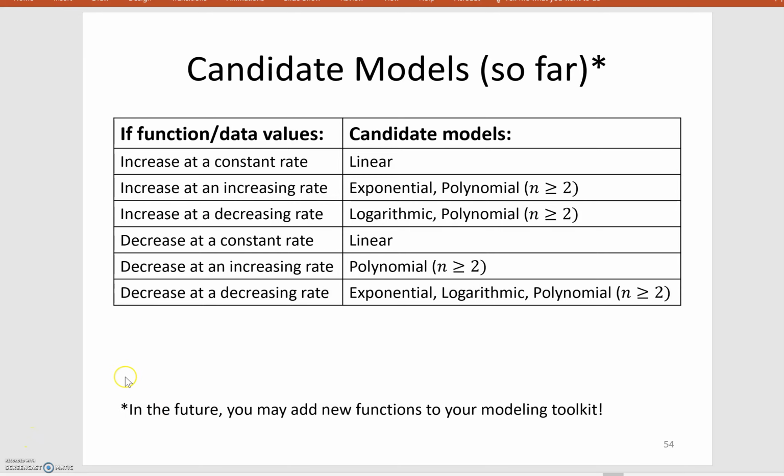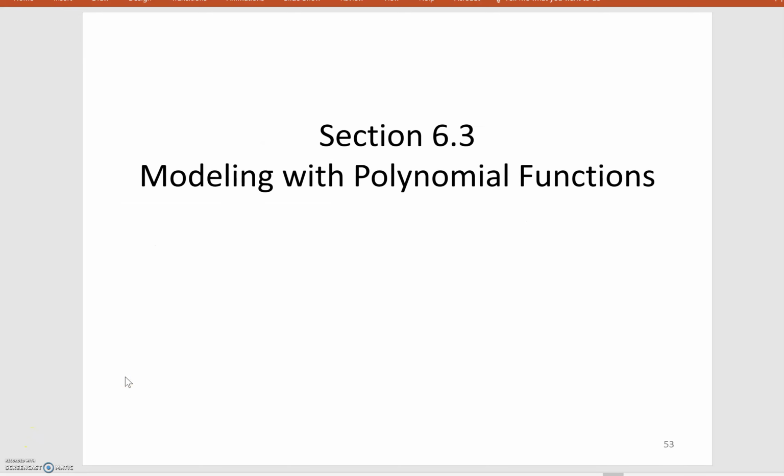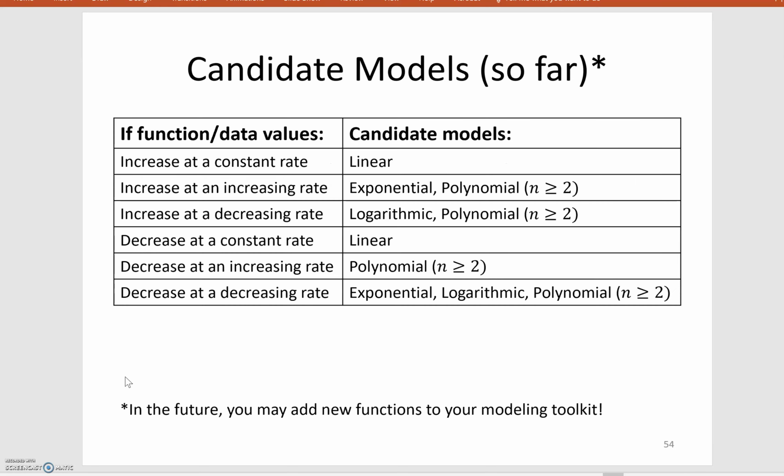All right, so we are getting into section 6.3, which is about modeling with polynomial functions. We've talked about polynomial functions in general, just in terms of math. So we've talked about linear and quadratic and cubic functions and some other behaviors. But now it's time to actually start applying these to problems. Let's take a quick look over at the type of candidate models that we have to model different data behavior.